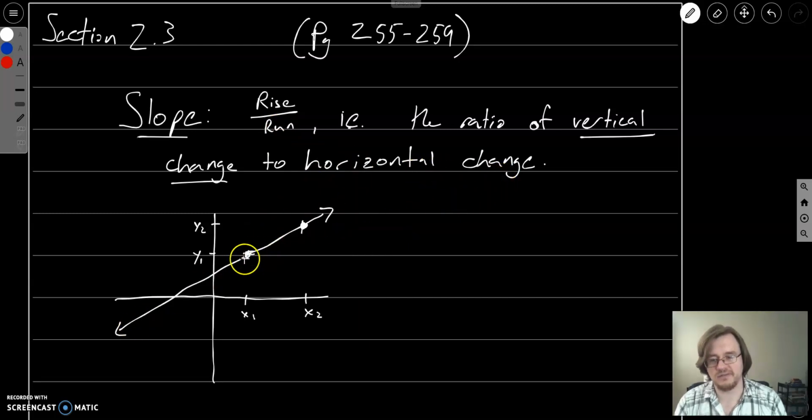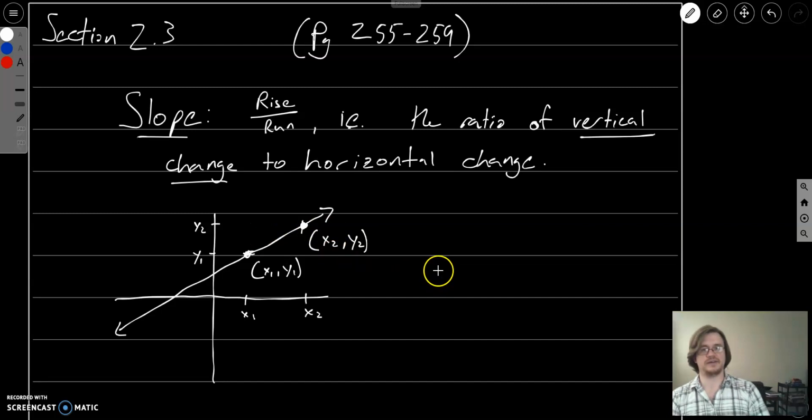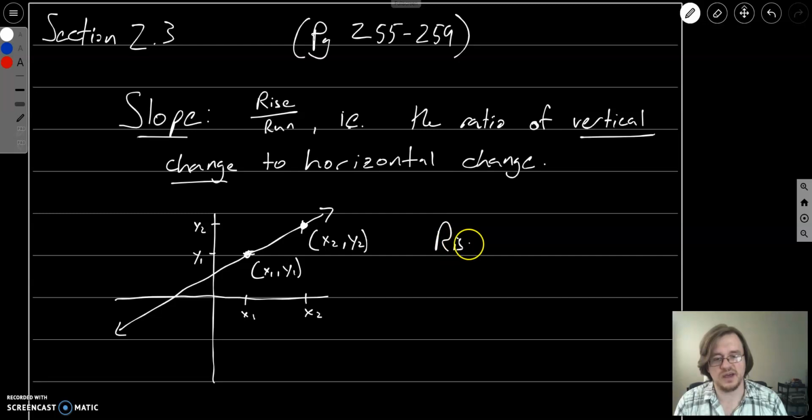So here I have a line. I've picked 2 points along the line. We've got x1, y1 for the first point, and the second point will have x2, y2 as the x and y values. So we need to calculate the rise over the run. And by the rise, I mean the difference in the y values. So when we look at these 2 points, the rise is how far it has risen. So this is going to be y2 minus y1. This is the difference in height between these 2 points.